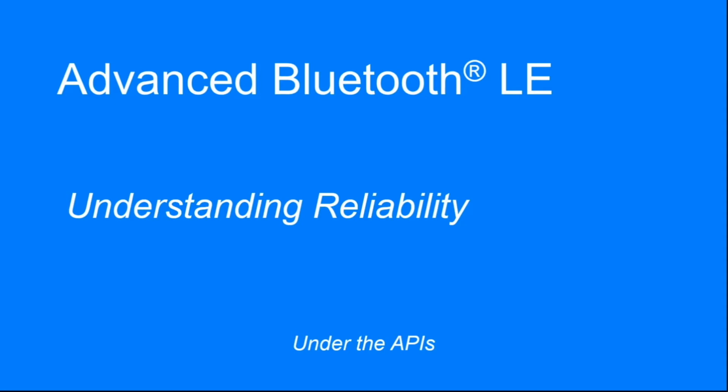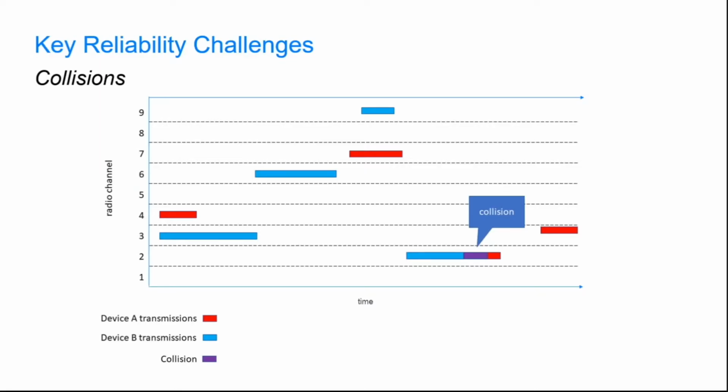Now, Bluetooth is a radio-based wireless communications technology, and radio itself presents all sorts of challenges in achieving reliable communication. So here's my first example. When a device transmits data, it does so on a selected radio channel. And if another device transmits using the same channel at the same time and is in range, the two transmissions will collide, and collisions cause corruption of the data.